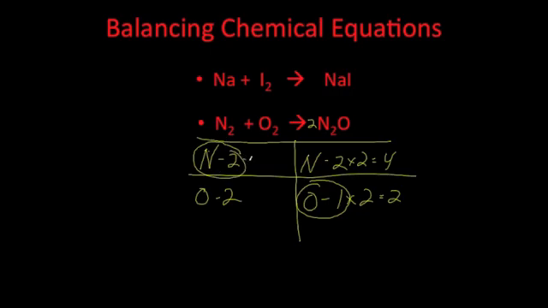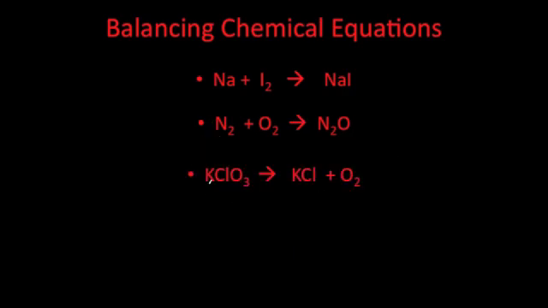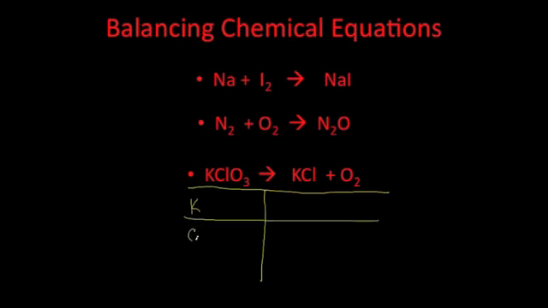Okay, so 2 times 2 equals 4. So that means I'm going to have to add the coefficient of 2 up here. And this coefficient went here. Alright, and if I count them up, 4 nitrogen on either side, 2 oxygen. Okay, here's another equation. T-charted up. We're going to box and count them.